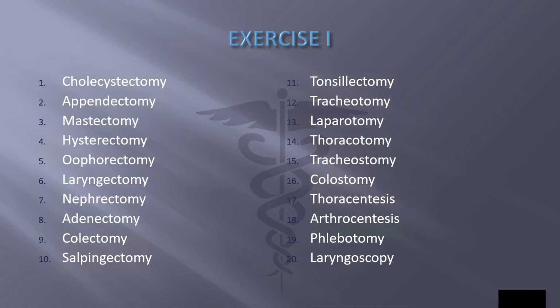Exercise I on page 110, provide the terms for the following procedures. Excision of the gallbladder, number 1, is cholecystectomy. Number 2, excision of the appendix, appendectomy. 3, excision of a breast, mastectomy. 4, excision of the uterus, hysterectomy. 5, excision of an ovary, oophorectomy.